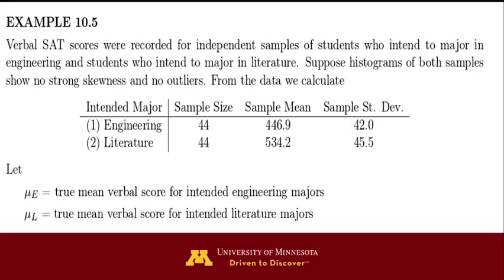And of course, you have the data given, with equal sample sizes chosen from the two groups. They give a sample mean and a sample standard deviation. And of course, what they're looking for is to compare if a significant difference exists between the true mean verbal score for intended engineering majors and the true mean verbal score for intended literature majors.